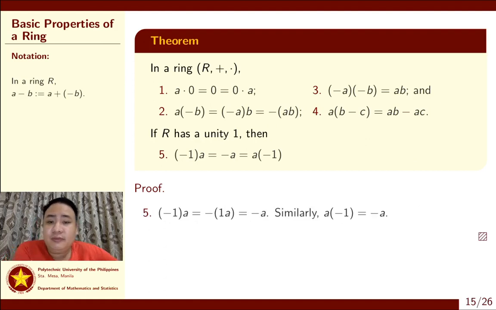Yung number 5 naman, dahil yan dito, minus 1 times A, by property number 2, once again, lalabas yung minus sign, is minus of 1 times A. But what is 1 times A? 1 is the identity for multiplication, so 1 times A is A. Kaya ito yung minus A. And in a similar fashion, yung A times minus 1 is minus A.